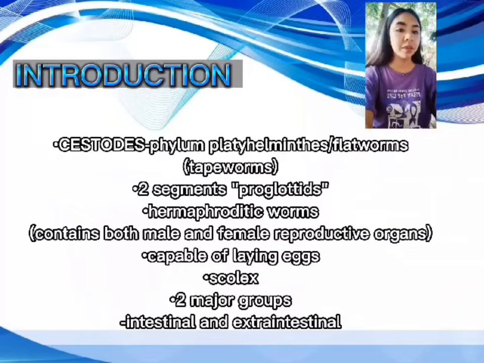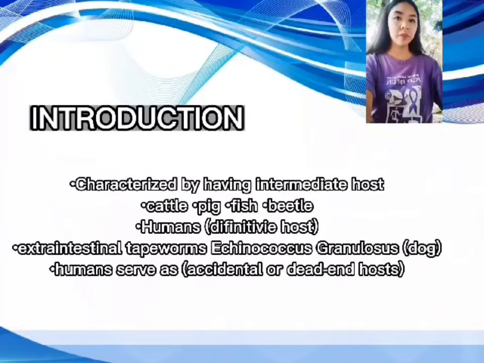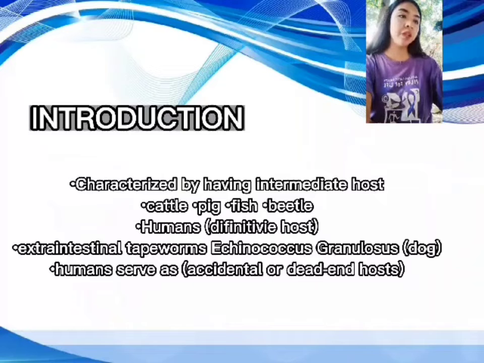The tapeworms can be divided into two major groups, which are intestinal and extraintestinal. Intestinal tapeworms are characterized by having an animal intermediate host, which are cattle, pig, fish, and beetle. Humans serve as the definitive host. On the other hand, the definitive host for the extraintestinal tapeworm, Echinococcus granulosus, is an animal, commonly a dog, while humans serve as accidental or dead-end hosts.